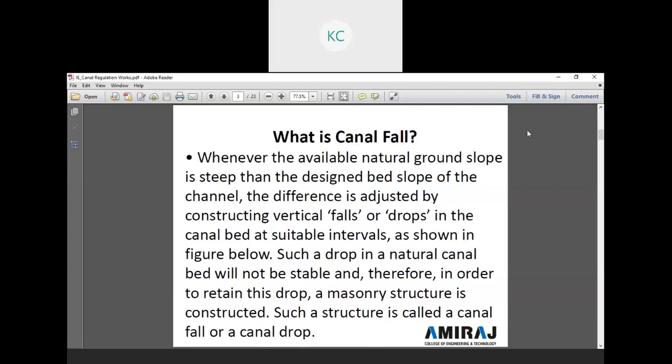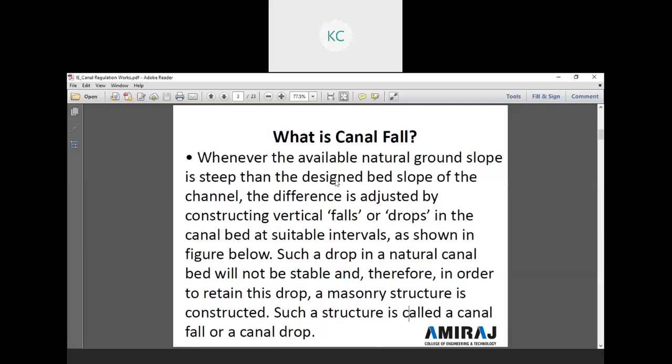Canal fall. Whenever the available natural ground slope is steeper than the design bed slope of the channel, the difference is adjusted by constructing a vertical fall or drop in the canal bed at suitable intervals, as shown in the figure below. Such a drop in the natural canal bed will not be stable, and therefore, in order to retain this drop, a masonry structure is constructed. Such a structure is called the canal fall or canal drop.